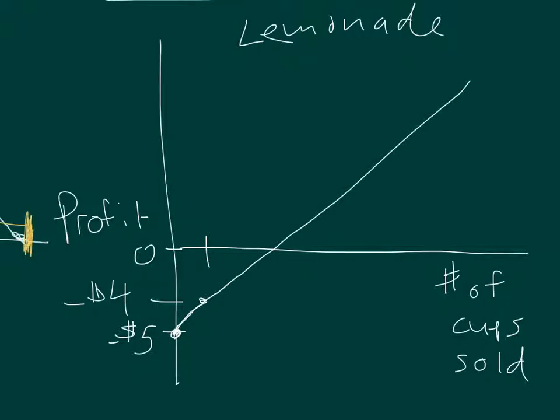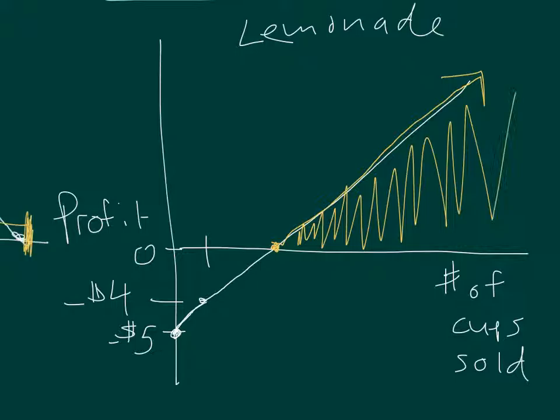And I want to know when you would break even. So you would break even when that line crosses 0. So in this example, it'd be 5 cups. And obviously, the more lemonade you sold, up in this range, the more your profit would be. So all of this area here, that's your profit growing as you sell more and more cups of lemonade.